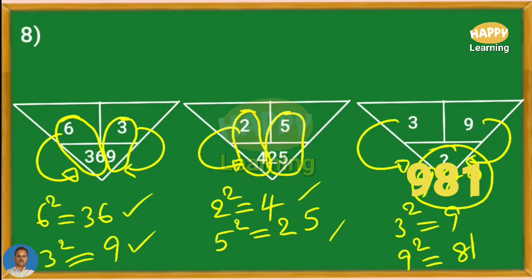So question mark should be 981. Okay, right. So we have discussed 8 problems in this Type 2 missing characters part in NMMS. Type 2 we have discussed 8 different questions. So in the next period we will discuss the Type 3 problems. Okay, right.